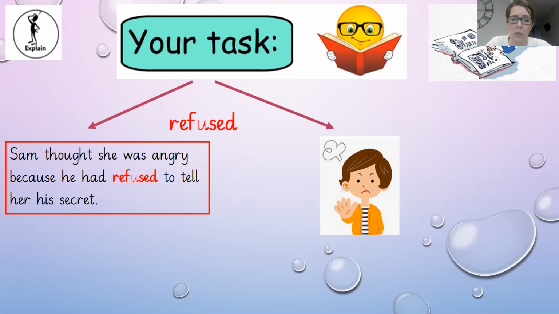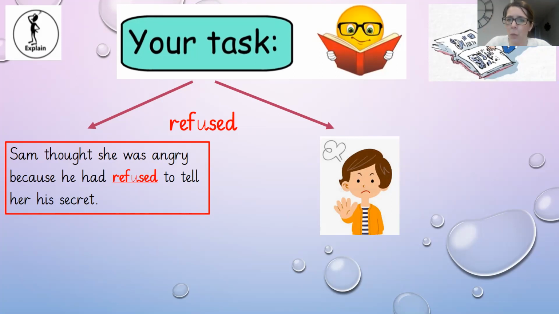So I have chosen one of the words, refused, and I've written this sentence. Sam thought she was angry because he had refused to tell her his secret. And then I've got a picture there with a child with their hand up, refusing to do something. So he has refused.